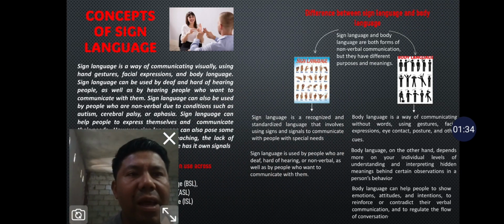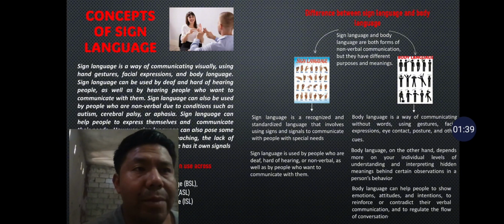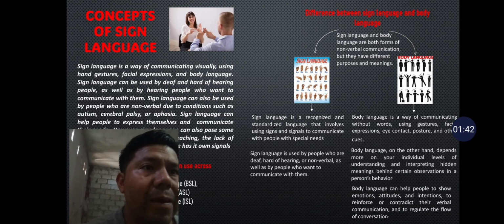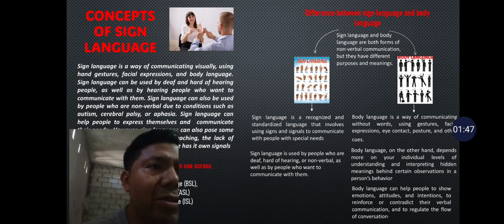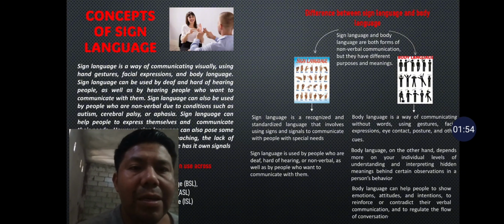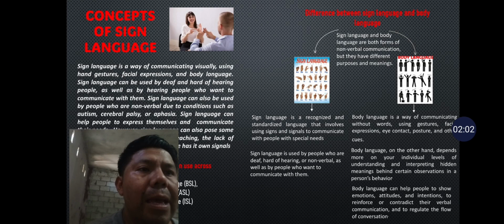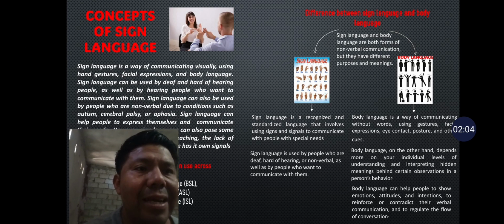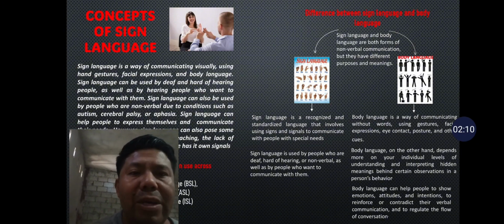We have in this slide the difference between sign language and body language, but remember that both sign language and body language are non-verbal communication, but they differ in purpose and meaning. Let's explain some and give some details. As I explained in the first part, sign language is a recognized and standardized language that involves using signals to communicate with people with special needs.